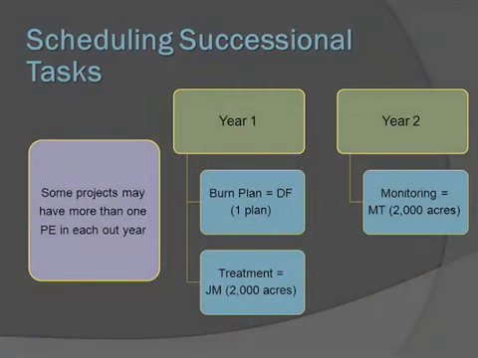Remember that some of the projects will use more than one PE code, either simultaneously or in succession. For example, a vegetation treatment may include PE codes for burn plan, DF, the treatment types, the J codes, and also monitoring the following year with the M codes. So consider that treatments one year might lead to monitoring the following year to measure effectiveness.